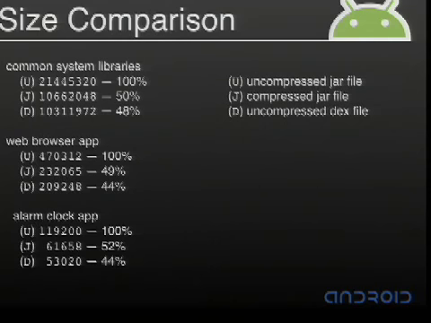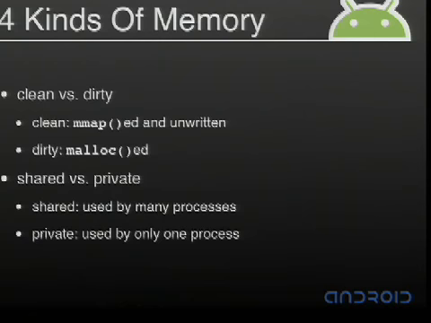And you may be wondering why we care so much about having these good uncompressed characteristics. Well, here's why. On really any modern operating system, you can think of there as being 4 different kinds of memory in a very general sense. And that's 2 variants along 2 axes. There's clean memory versus dirty memory, and there's shared memory versus private memory.